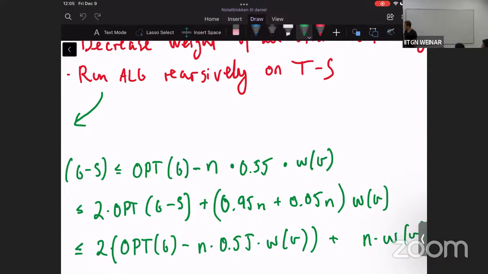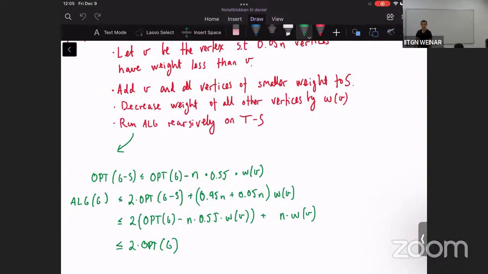Okay. But now let's do the math. So I plug in this inequality for opt G minus S here. So I get 2 opt G minus n times 0.55 times weight of V plus n times weight of V. So I subtracted more than I added. So this is at most 2 times opt of G.